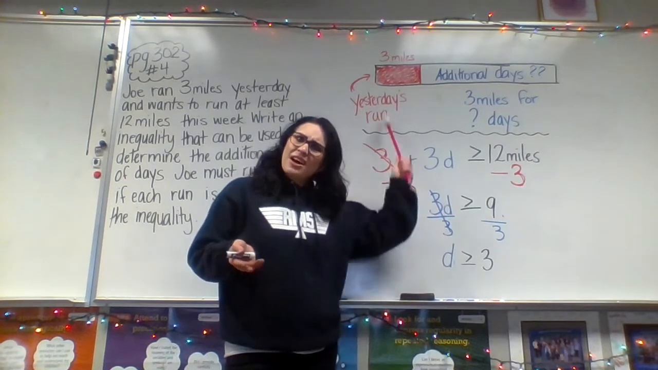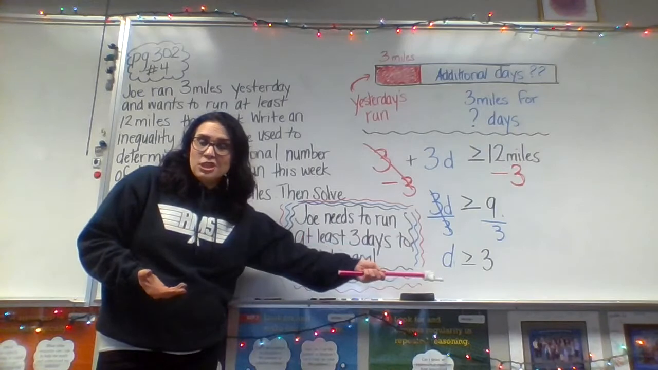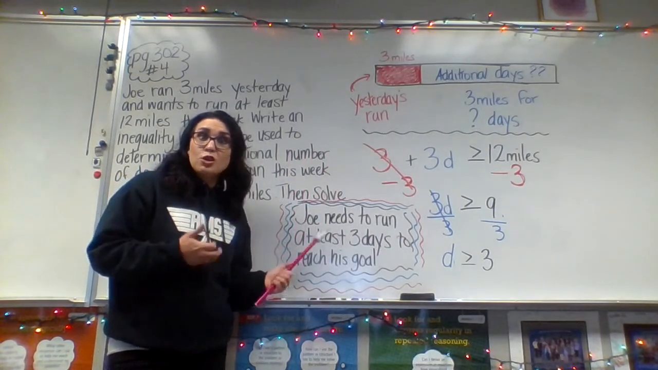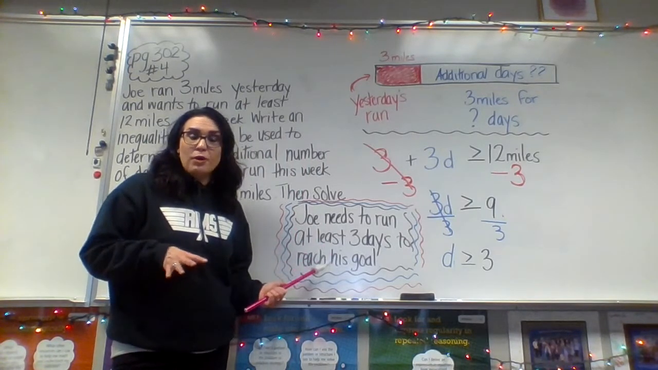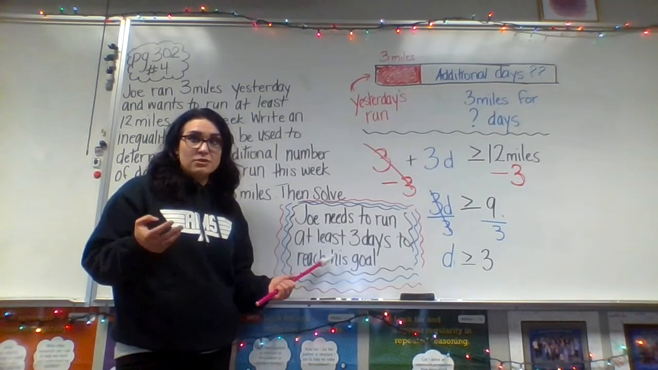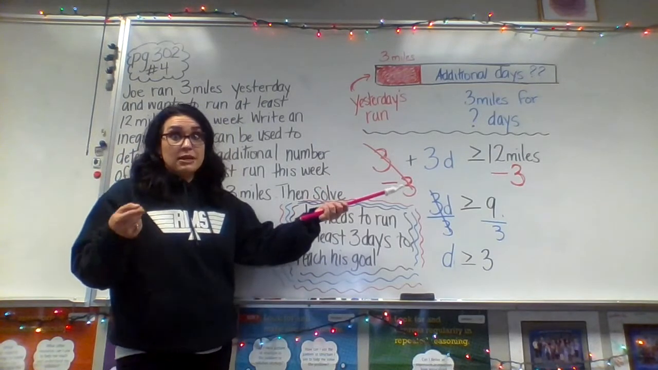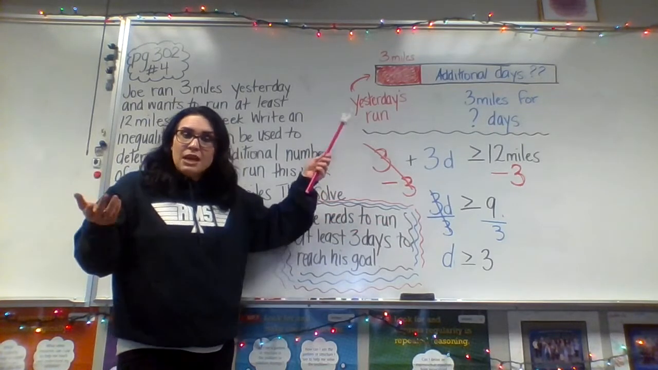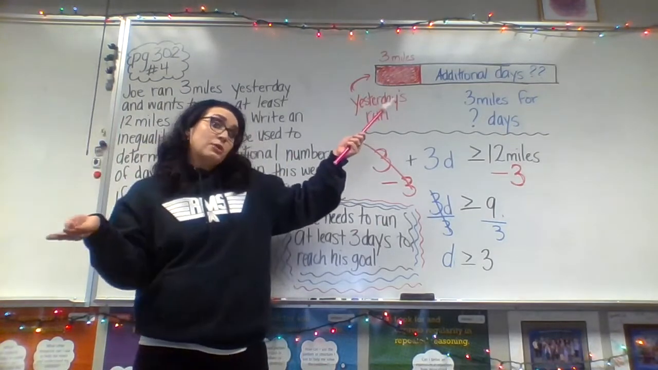So what does that mean in the context of our problem? This tells us, our solution to our inequality inside our problem, the meaning, means that Joe needs to run at least 3 days the rest of this week to reach his goal, right? Because he's running 3 miles each of those days. So 3 plus 3, that's 6, plus 3, that's 9, plus 3, that's 12. Hey, that's his goal, right? So if you think about it, he needs to run a total of 4 days, but he's already run 1, so just 3 more days.